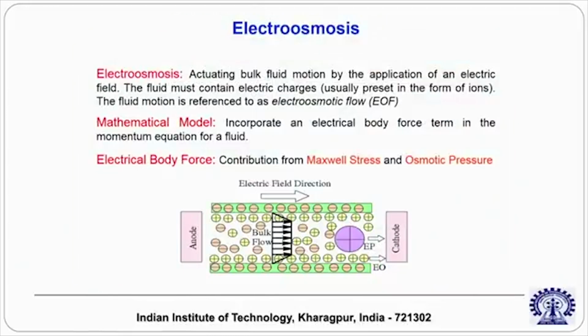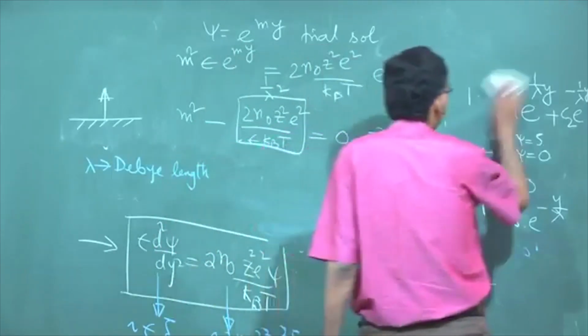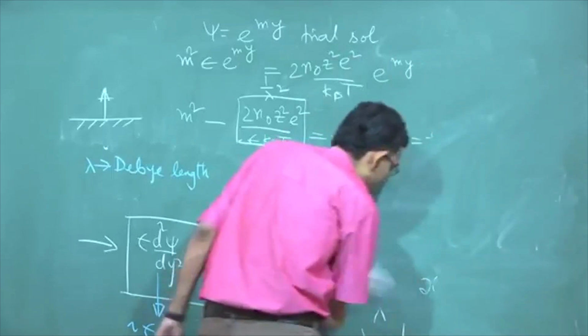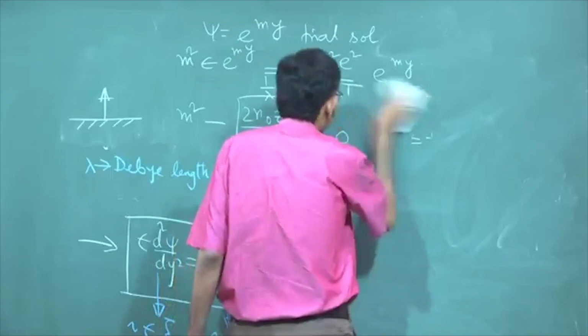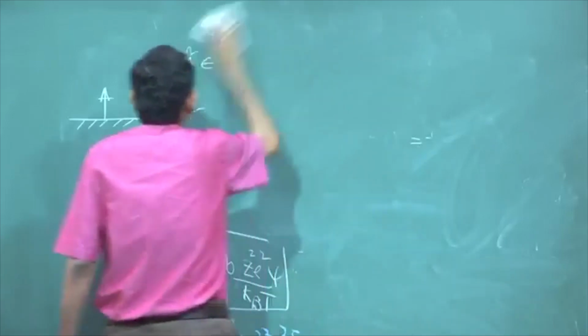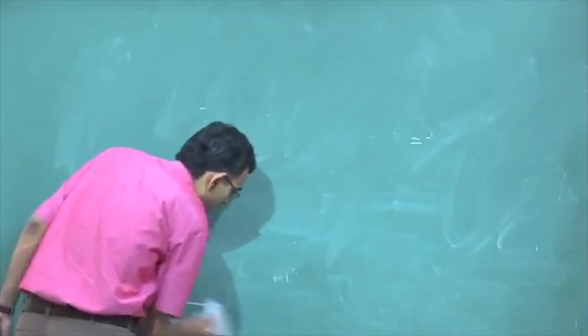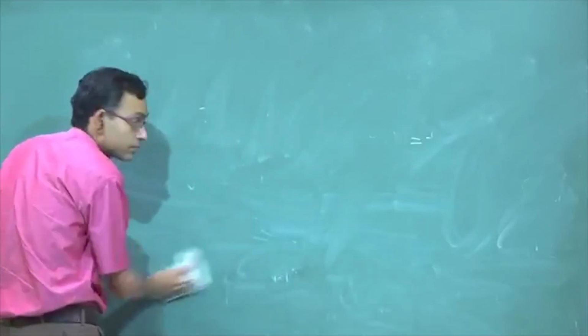Okay. So the next concept: what will we do with this electrical double layer concept, how can we use this to drive the flow? To understand that, we will consider a mechanism called electroosmosis. So what is electroosmosis?